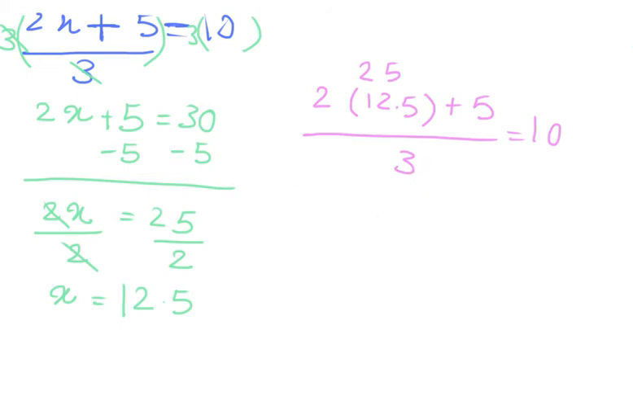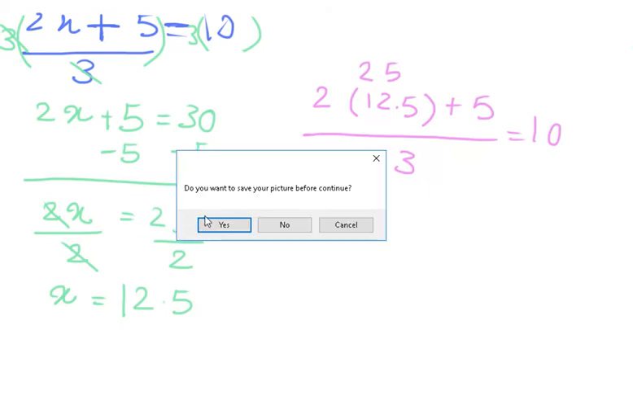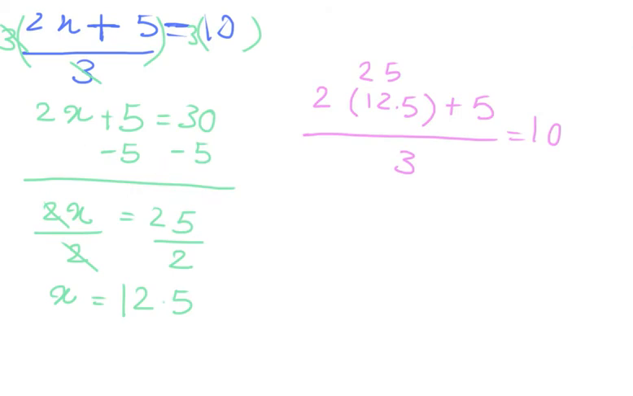Now I want to go and do it the easier way because this is very time consuming. I'm going to use the same thing: 2x plus 5 divided by 3 is equal to 10. Pretty much sure this is the same thing. Okay, so the easy way.